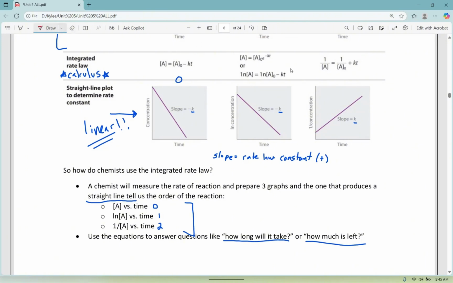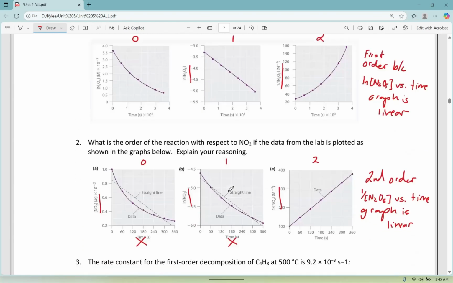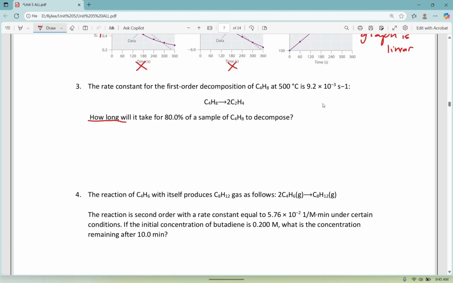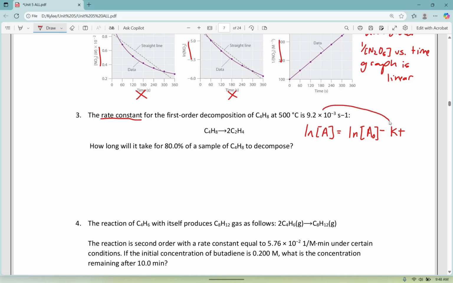But it tells me it's first order. So this is the equation that I want to use when I'm solving this problem, because I have a rate law constant that they give me in the problem, and I can then use this information to solve what they're asking me. So I'm just going to rewrite the equation here. So in this problem, they give us the rate constant, and it is equal to 9.2. So that's going to go in for k. And they want me to find t.